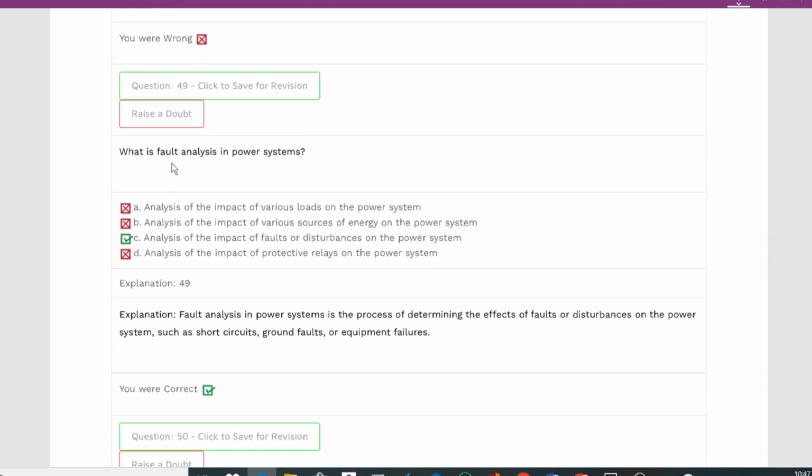Now what is fault analysis in power systems? So fault analysis is the analysis of the impact of a fault or disturbance on the power system. And here is the explanation. Fault analysis in a power system is the process of determining the effect of a fault or disturbance on the power system, such as short circuit, ground fault or equipment failure.